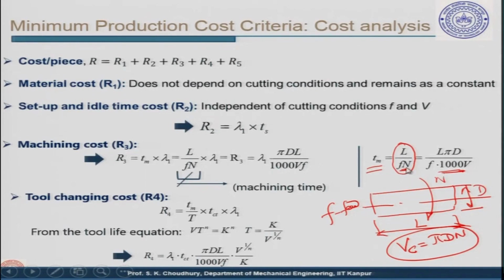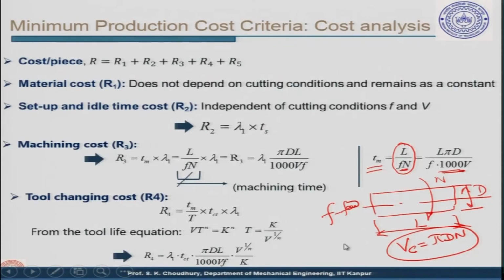So, n can be found out as V c divided by pi d, and that can be multiplied by 1000, because it is the RPM to second, since these are millimeter per minute. So, that we are using as the second. So, T m we found out in second is pi d L by f into 1000 V.